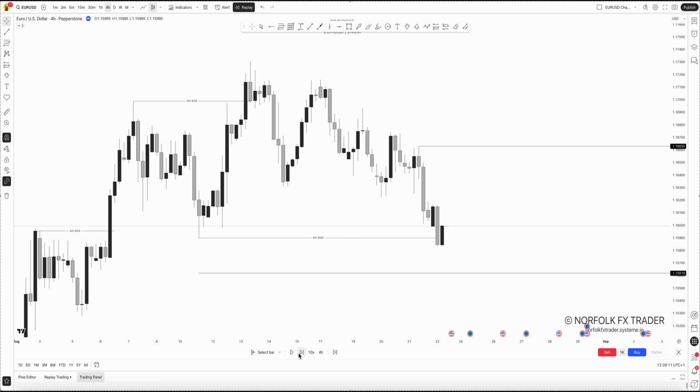We want to find a valid low. Now this candle closing up creates a valid low.